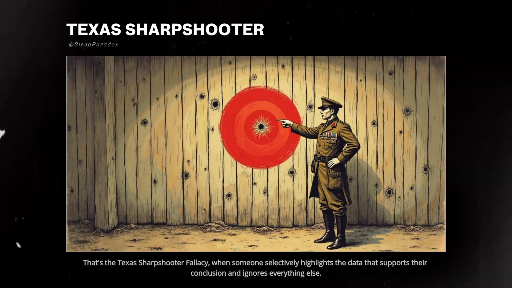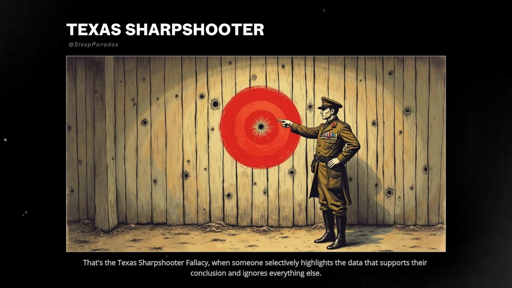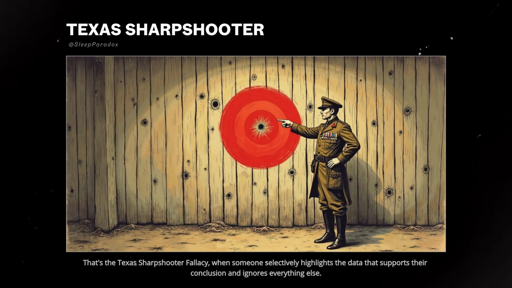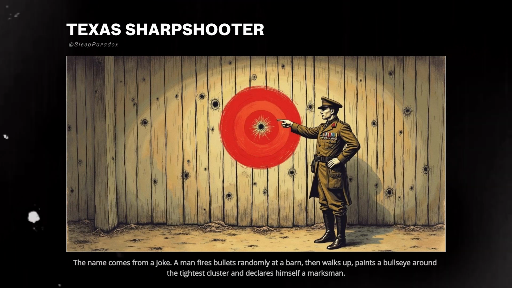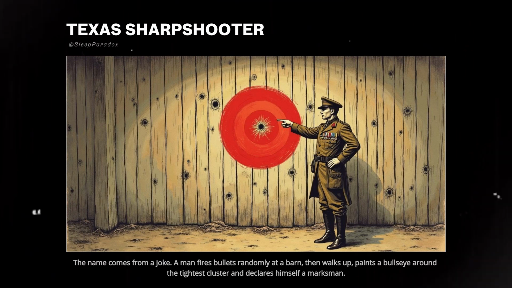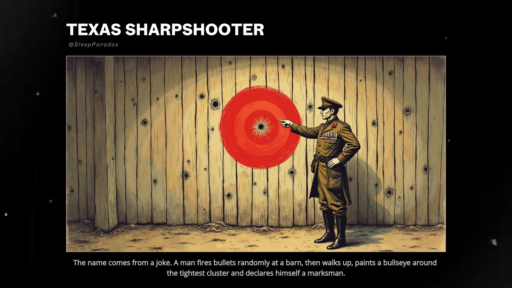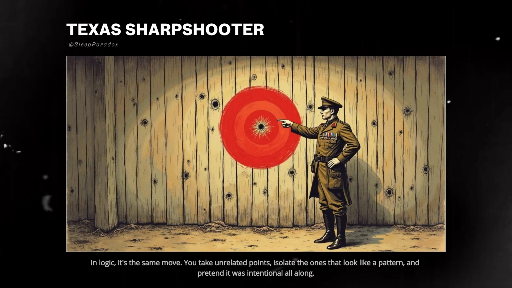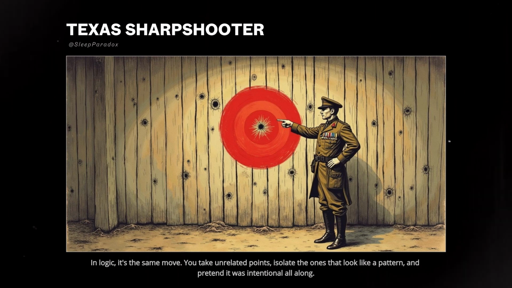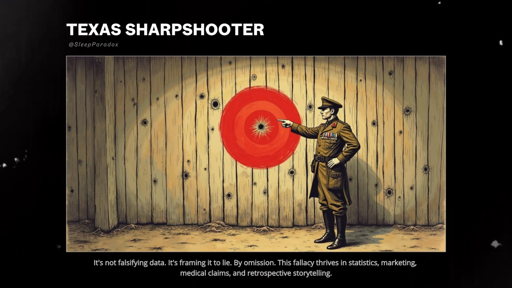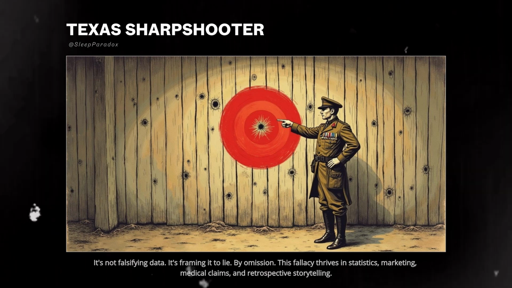That's the Texas Sharpshooter fallacy, when someone selectively highlights the data that supports their conclusion and ignores everything else. The name comes from a joke. A man fires bullets randomly at a barn, then walks up, paints a bullseye around the tightest cluster, and declares himself a marksman. In logic, it's the same move. You take unrelated points, isolate the ones that look like a pattern, and pretend it was intentional all along. It's not falsifying data, it's framing it to lie, by omission.